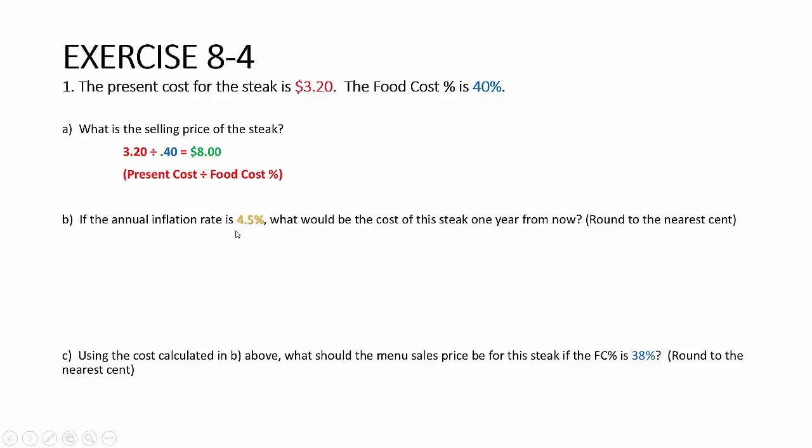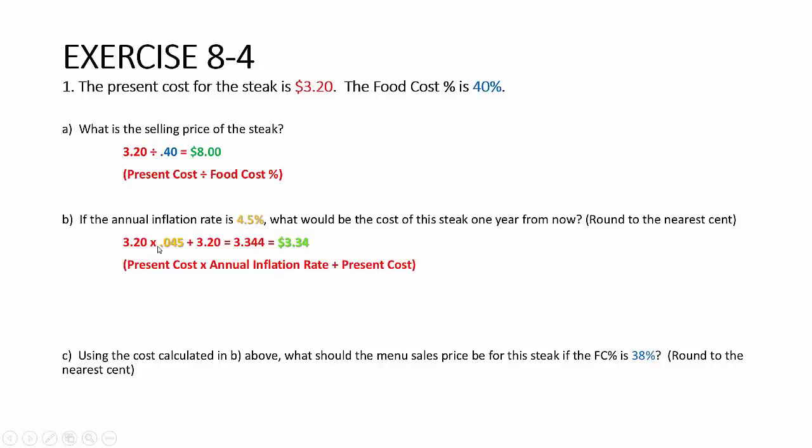If the annual inflation rate is 4.5%, what would the cost of this steak be 1 year from now? And we want to round this off to the nearest cent. So, 1 year from now with an annual inflation rate of 4.5%. In other words, we have to add 4.5% to our cost of $3.20. Let's take a look at how we do that.